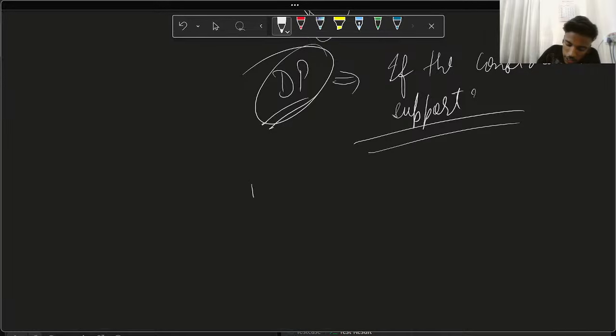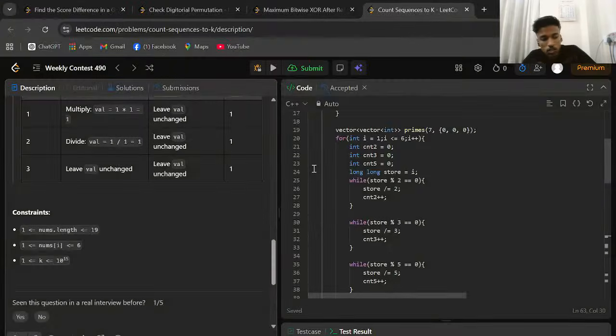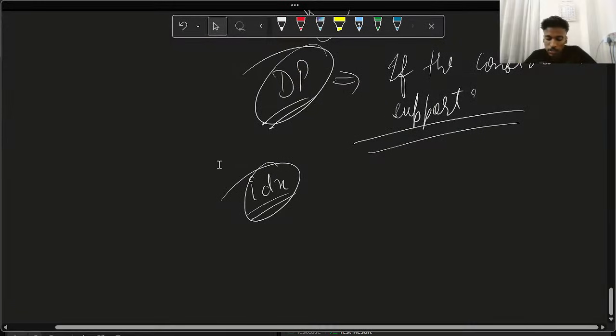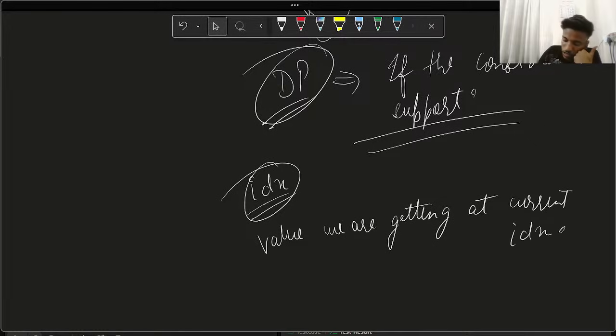One of the states is index, it is fixed. One of the states is index, like which index we are on. Another state, what can be the other state? You can think of it as the value we are getting at the current index.